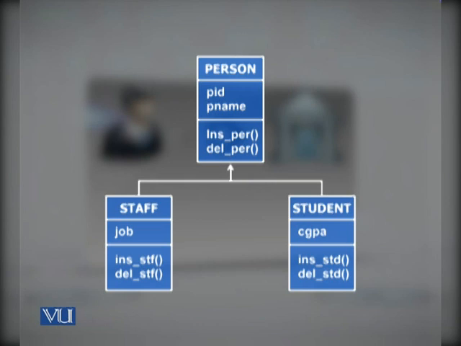Then as subclasses, we have defined two classes, which are the staff and the student. Both these subclasses are inheriting from the person.